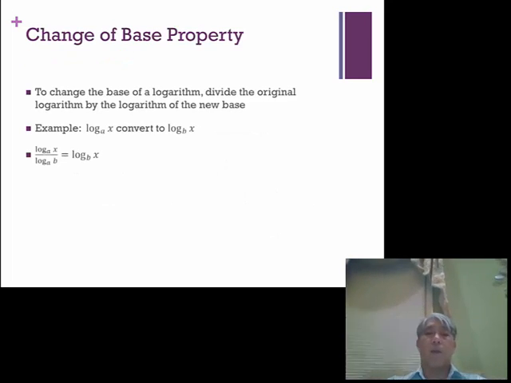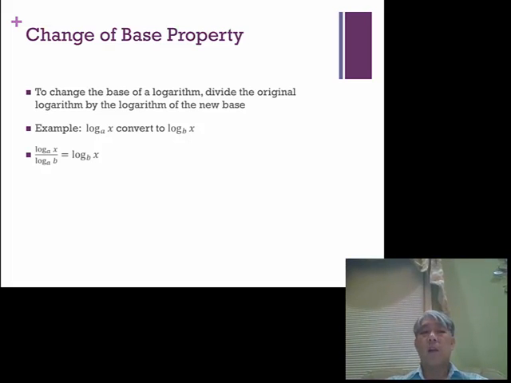Oh, the last property, I keep forgetting this one. The last property is how I can change the base of a logarithm. To change the base of a logarithm, divide the original logarithm by the logarithm of the new base. The two logs have to have the same original base. So if I start with log base a of x, and I want to convert it to log base b of x, I can do that by dividing by log base a of b. And that will give me log base b of x.